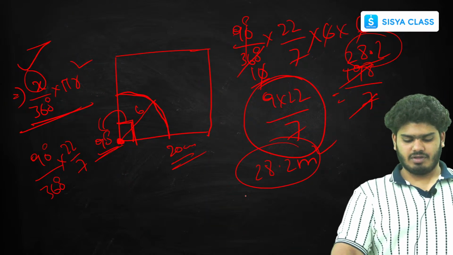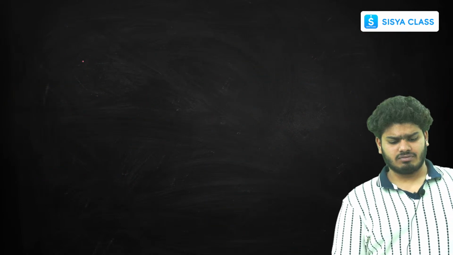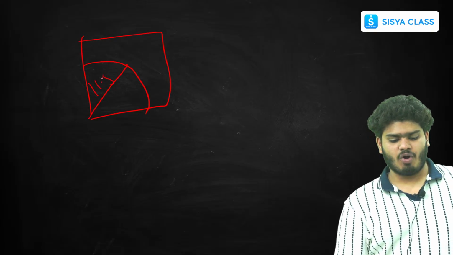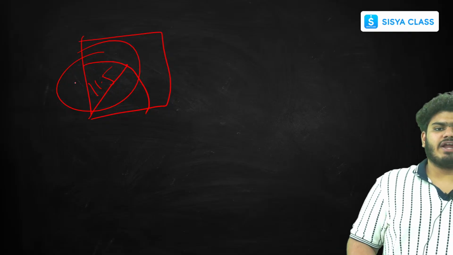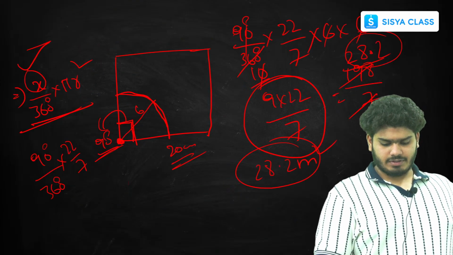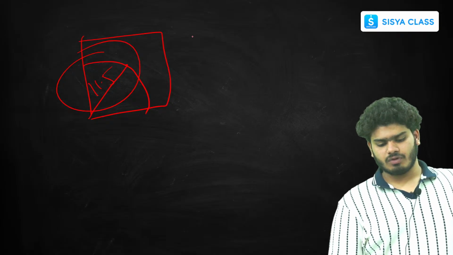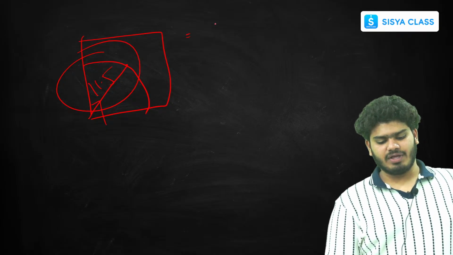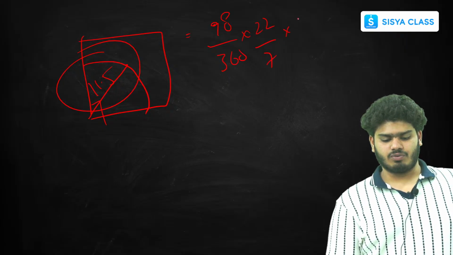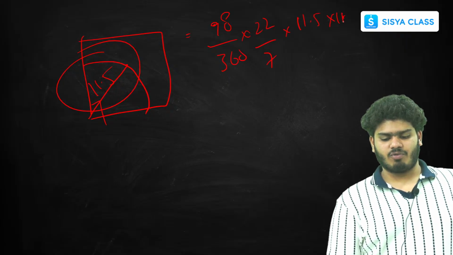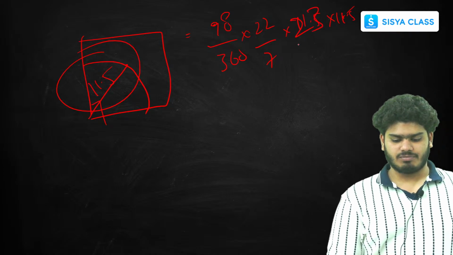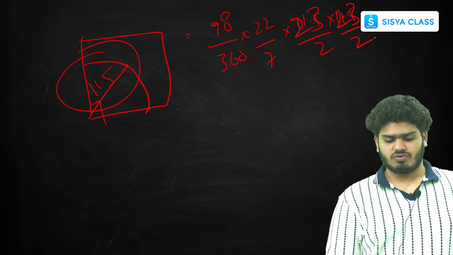Then if you see here, it is the same square with a radius of 11.5. So with radius 11.5, then do it. What's the value? Again 90 degrees only. 90 by 360 into 22 by 7 into 11.5 into 11.5. So 11.5 can be written as 23 by 2 for easy calculation. So 23 by 2, okay.